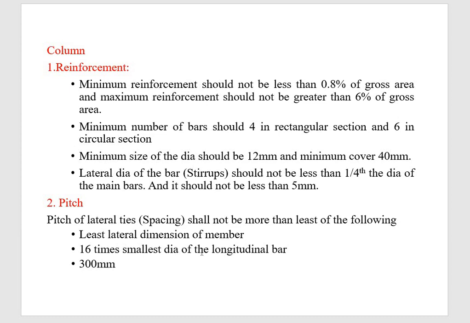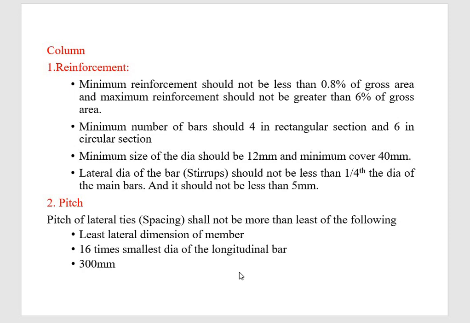They are talking about 16 times the smallest dia of the longitudinal bar. Out of 16 and 12, 12 was the minimum longitudinal bar value. 12 into 16 will give you some value. We should consider that. The next option is 300 mm. Whatever least value we get in these three, that will be the pitch for the stirrups in the column. These are just conditions. In these three conditions, the least value will be taken as the pitch.